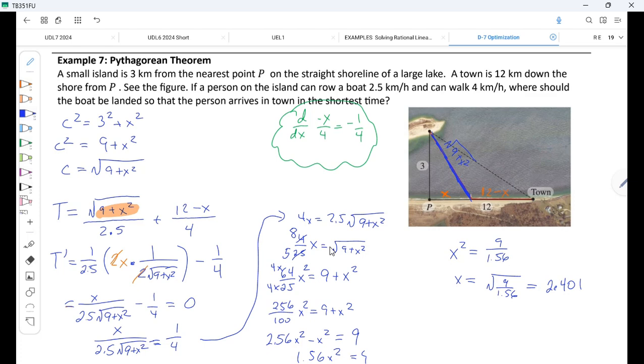So the reason that's the shortest distance: we are in a situation where we only have one critical value. The other critical value is negative, so that doesn't make sense. That would mean you're literally boating to somewhere further than P. You have one critical value. We should show that our T prime, I guess we could do a test on both sides of 2.401. So let's find the T prime of 0, and the T prime of some other convenient number so that we can make a sign chart.